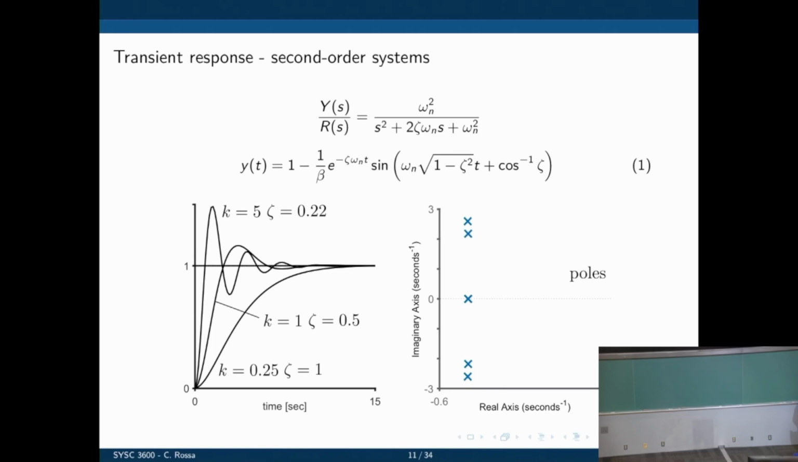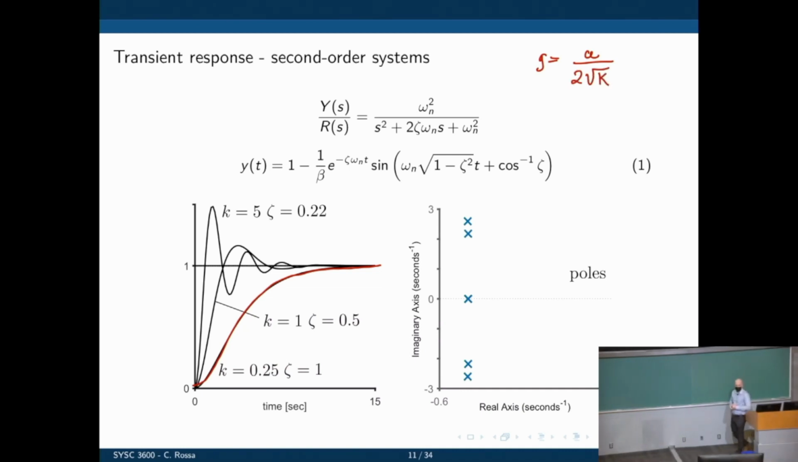So for large values of k, remember, zeta is a, which is a constant, divided by 2 square root of k. So if k is large, we see that zeta may be greater than 1, and then we have an exponential response. Now let's start to increase k, and as we increase k, we see the damping ratio decreasing, and then we start to see some small oscillations. That's that case there. And as we keep further increasing k, the damping ratio decreases even more, and then we see more oscillations happening.